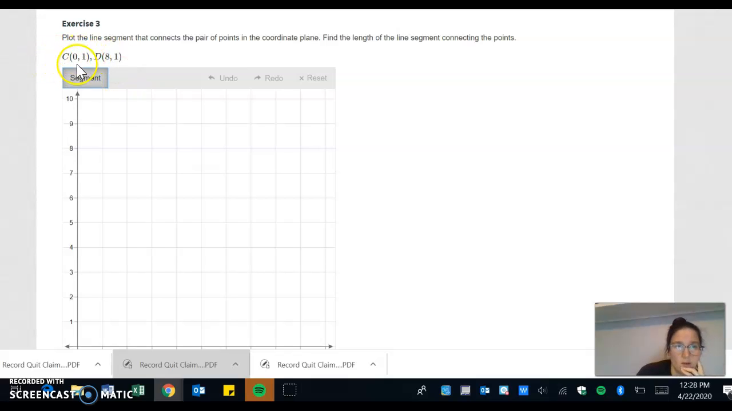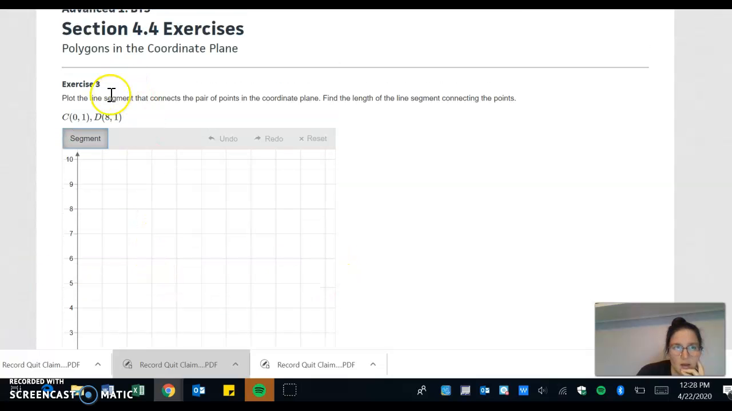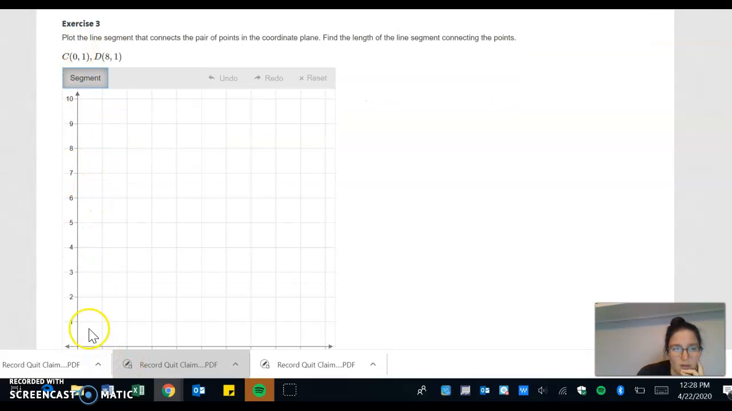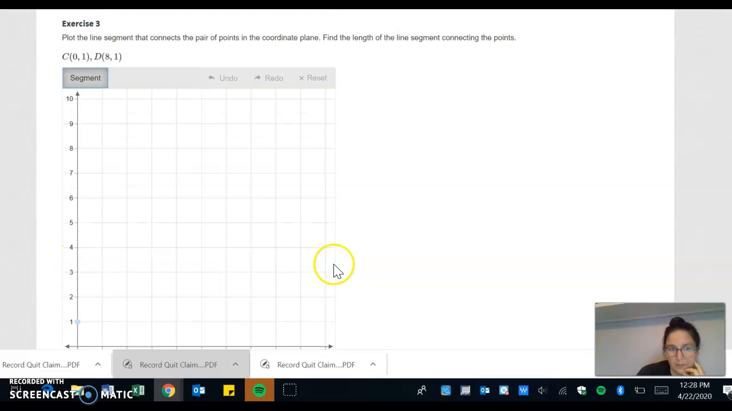So for C, you've got 0, 1. 0 is your x value, which is your horizontal line. And then your second number, 1, is your y value, which is your vertical line. So you've got to find where 0 is on the horizontal line and 1 is on your vertical line, which happens to be right there. And if I put a point, the blue point will come.